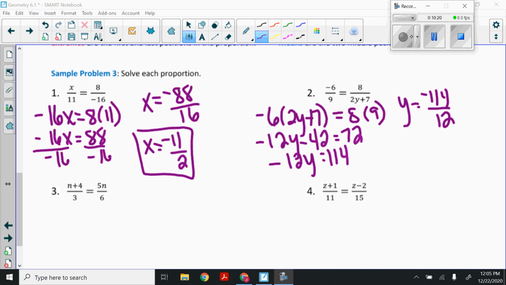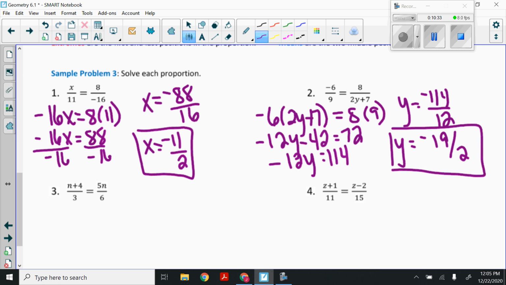The biggest number they both have in common is a 6. So negative 114 divided by 6 gives us negative 19. 12 divided by 6 gives us 2. So y equals negative 19 halves.